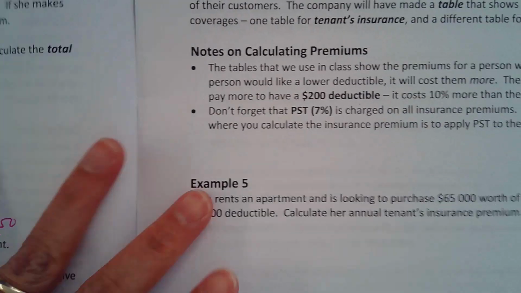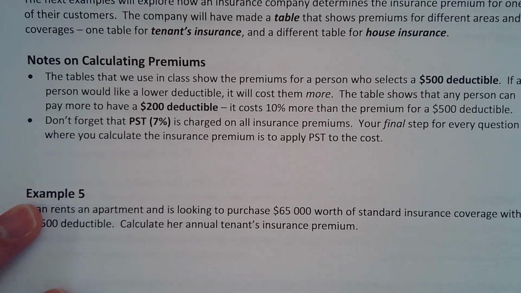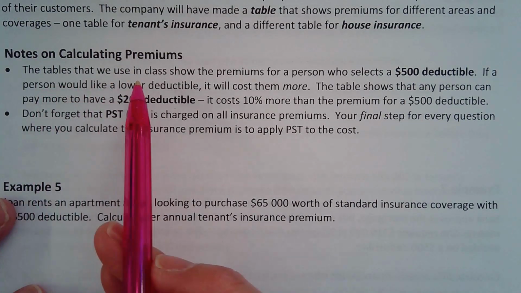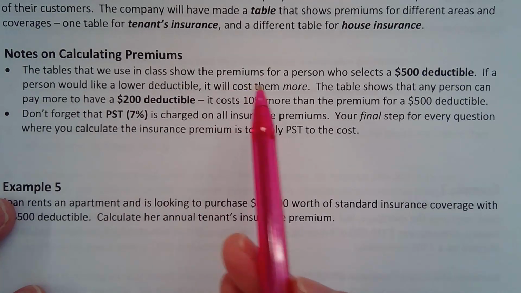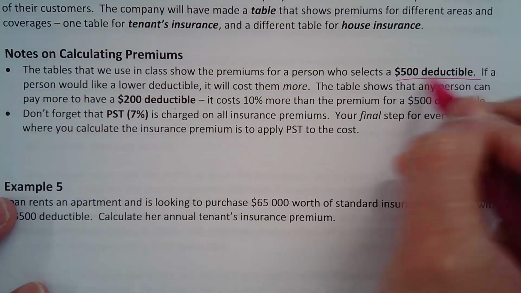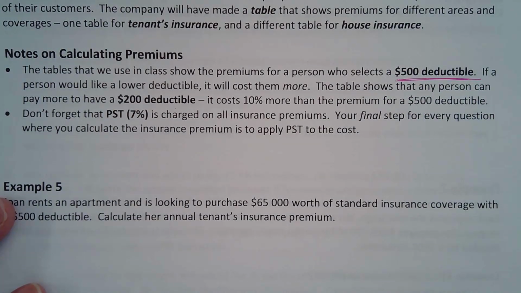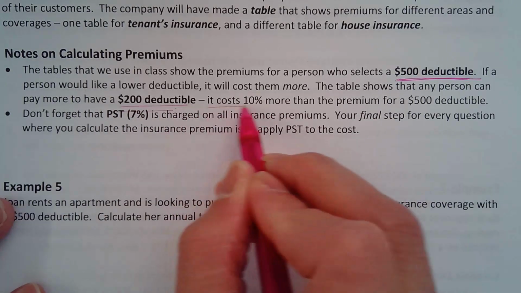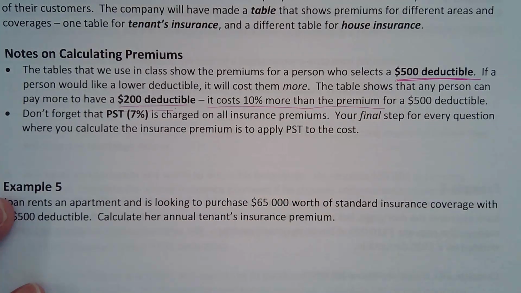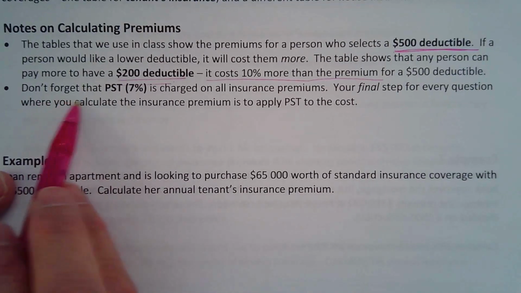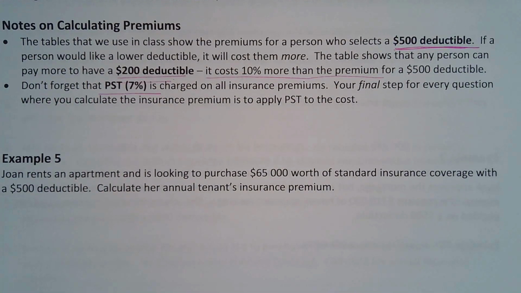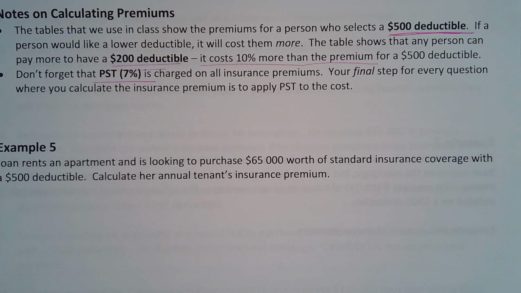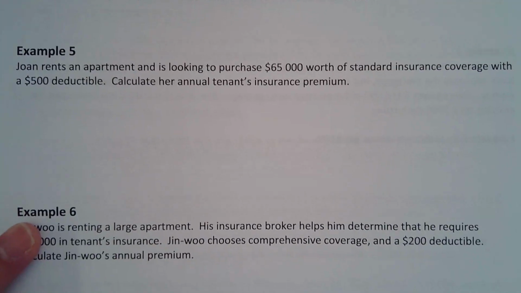Okay. Now the next one, we're actually getting to the calculation part. It says here, notes on calculating premium. The tables we will use in class show the premiums for a person who selects a $500 deductible. So if we have to pay a $200 deductible, it's going to cost 10% more. Okay, 10% more. And then don't forget the PST on all insurance premiums. Your final step for each insurance calculation is to apply PST to the cost. So let's take a look.